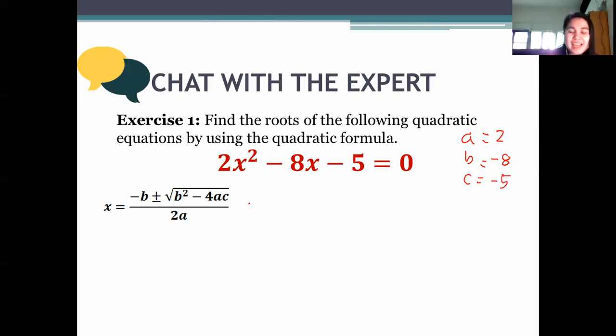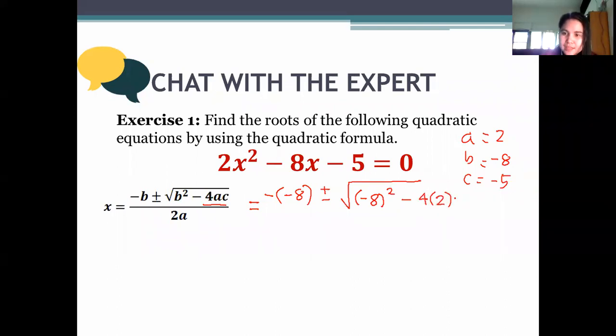Very good. Now let's substitute it. It will be negative B, so negative of negative 8, plus and minus, what's B? Negative 8 squared minus 4AC, 4 times A times C, all over 2A. A is 2, so 2 times 2.